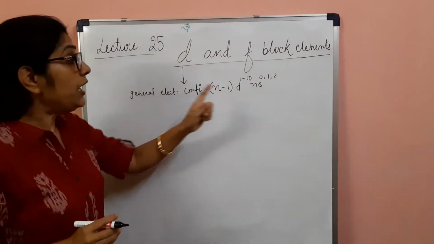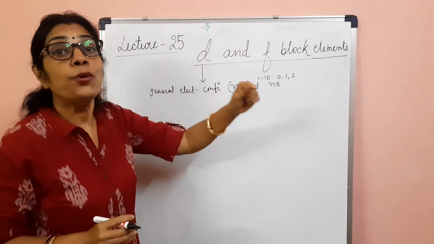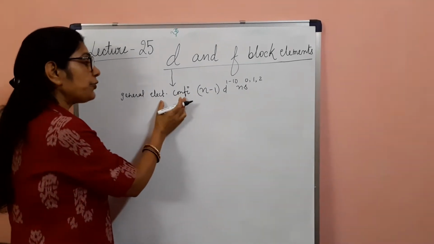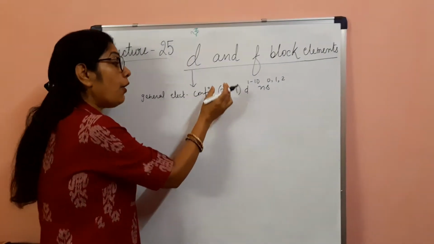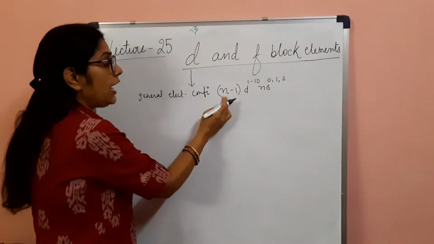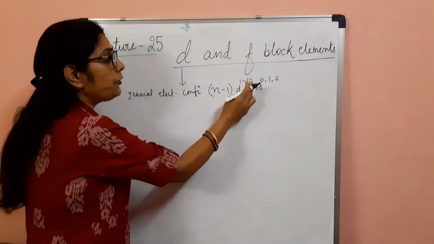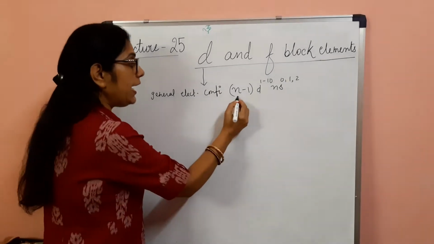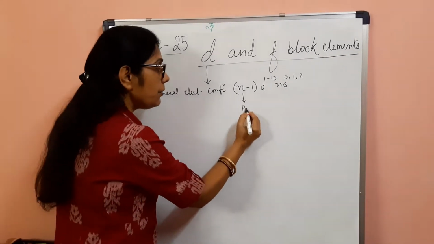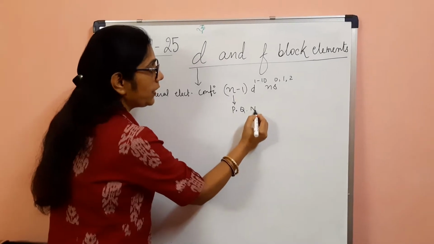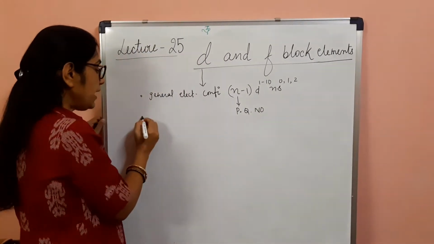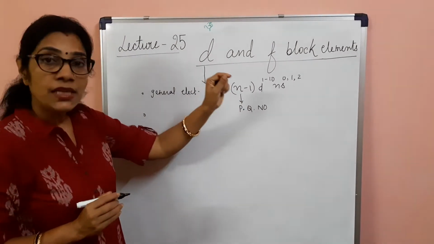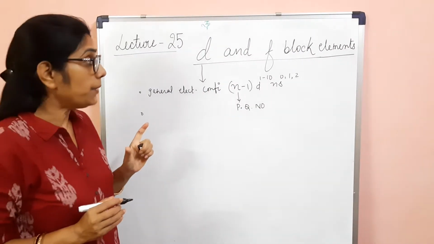So far as palladium is concerned, there is no electron present in s orbital. So the general electronic configuration of D block element is (n-1)d 1 to 10 ns 0, 1 or 2, where n, as you all know, represents principal quantum number. Now these elements, why are they called D block elements? Because the last electron enters in D subshell.